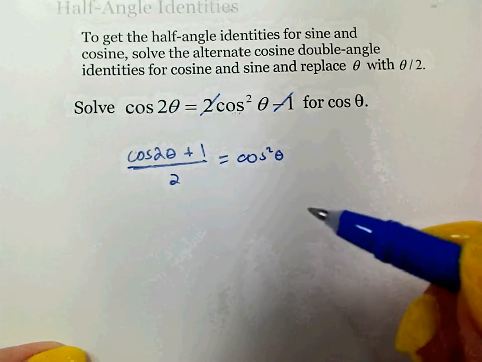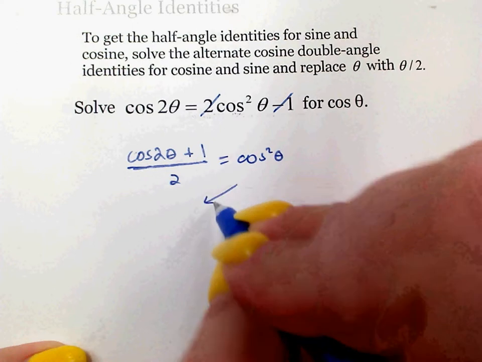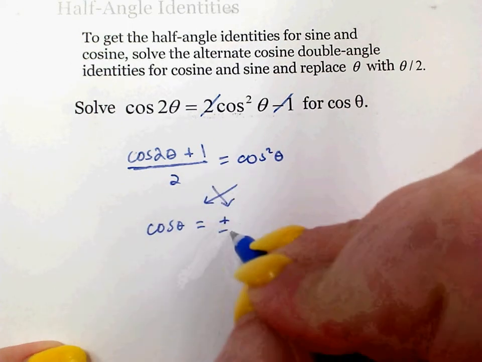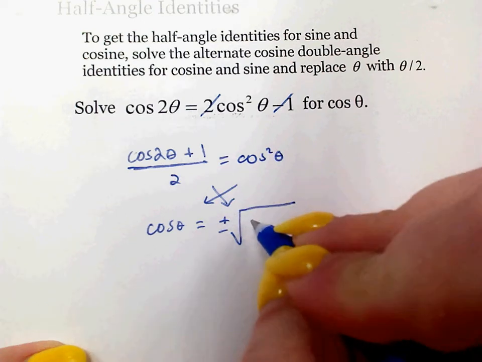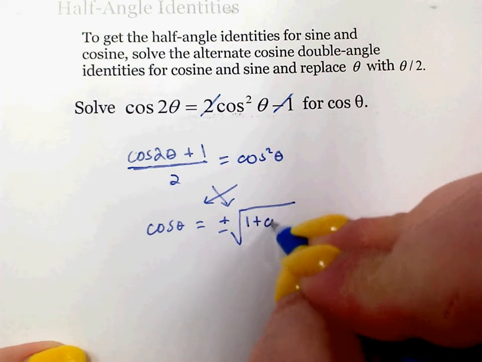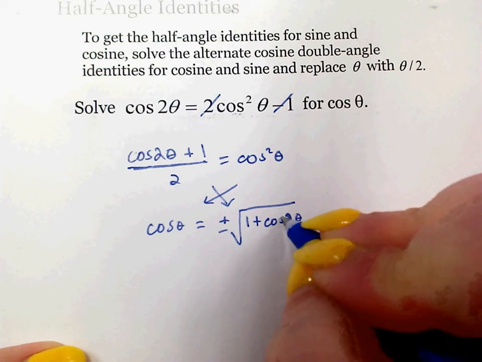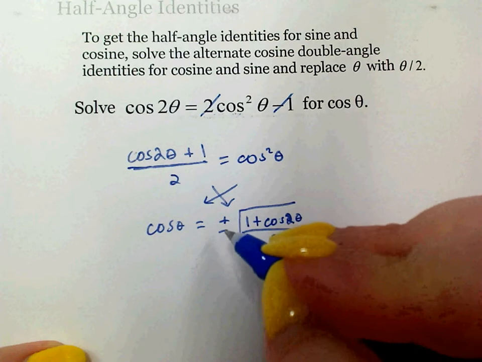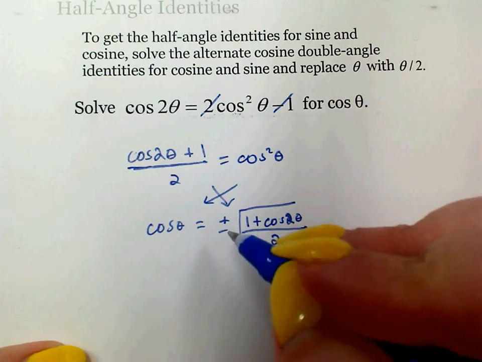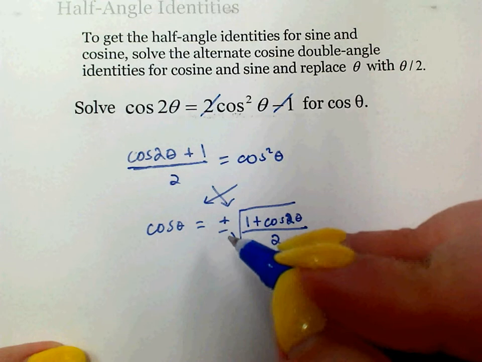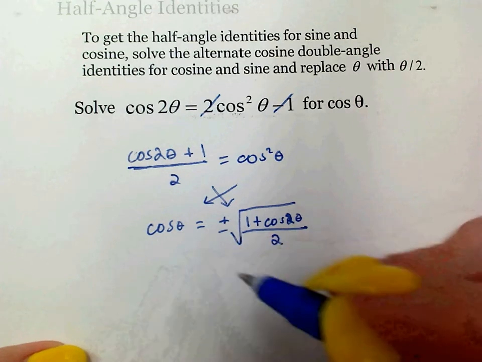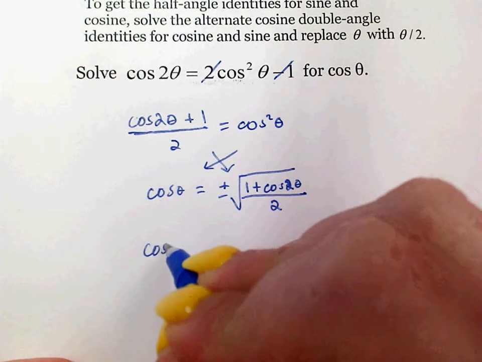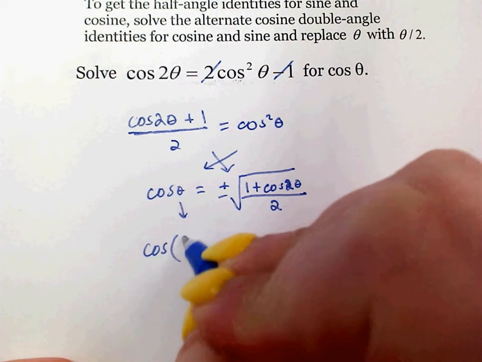I'm going to reverse the order as well. Cosine theta is equivalent to plus and minus the square root of 1 plus cosine 2 theta, divided by 2. The reason we're going to leave it as plus and minus is because we literally don't know if it's plus or minus until we think about the angle that we're actually finding the cosine of. Like we said, we want cosine of a half angle, so we're going to replace theta with theta divided by 2.